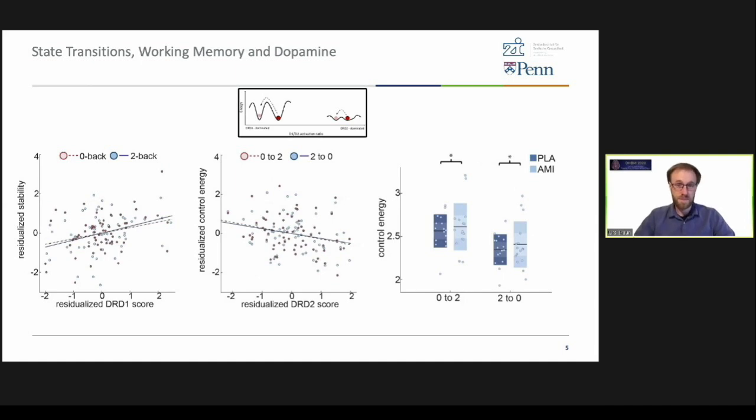Having this framework established, we looked at whether we could actually manipulate it towards a less D2 dominated state, using a pharmacological experiment in which we did a placebo controlled crossover trial with amisulpride. Amisulpride is a relatively selective D2 antagonist. And in line with our theory, we found that amisulpride increases the cost of controlling trajectories, so the control energy for both transitions increased.